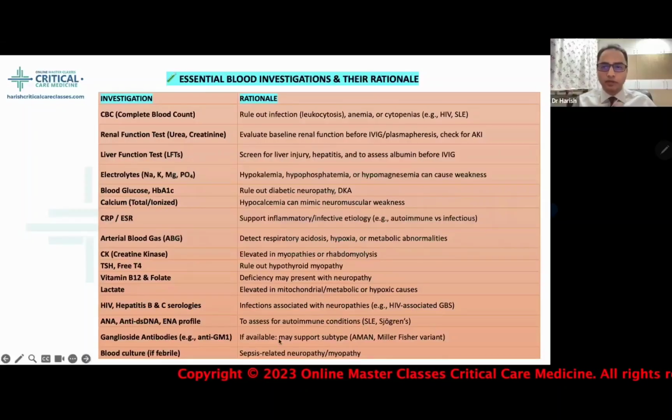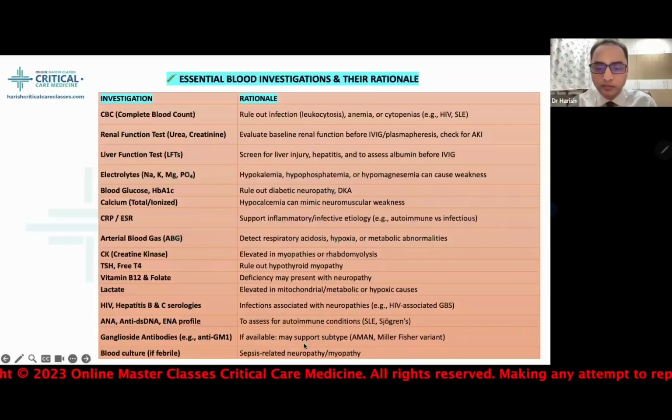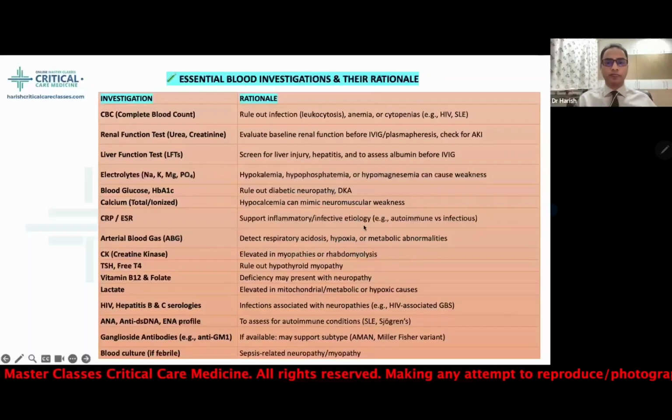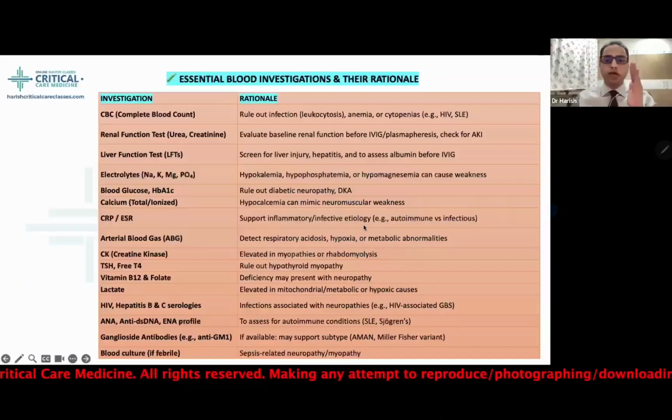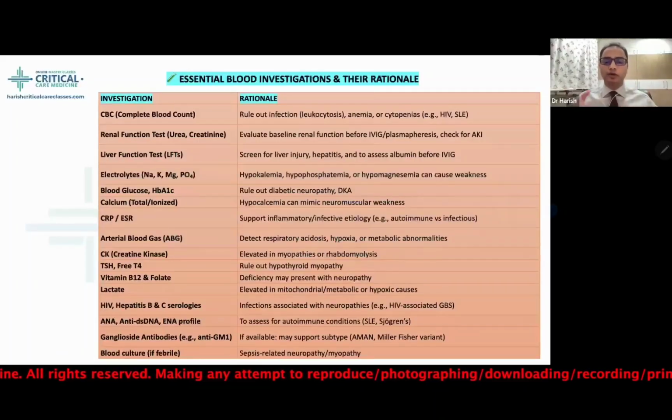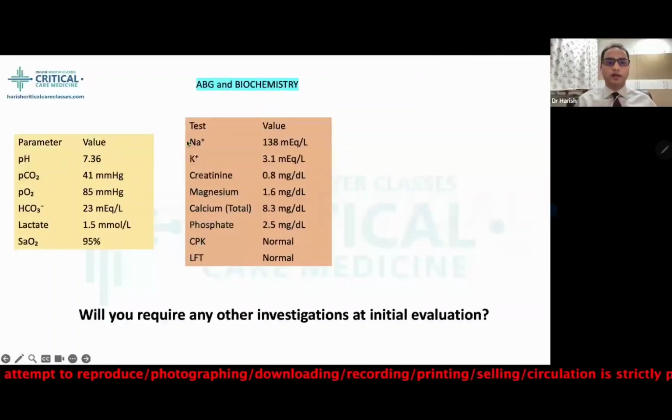Blood culture, if the patient had a fever history, so then we can get an idea about sepsis-related neuropathy or myopathy. So again, at least the major investigations you should be able to tell with the rationale. Very, very important.